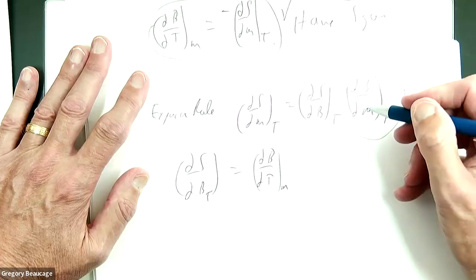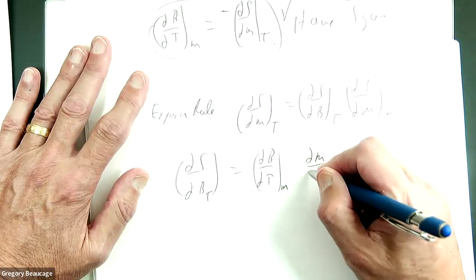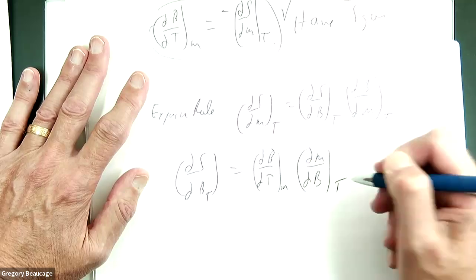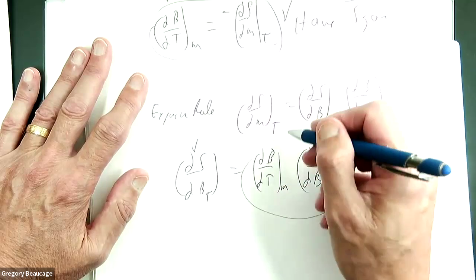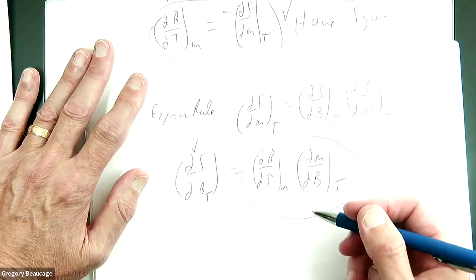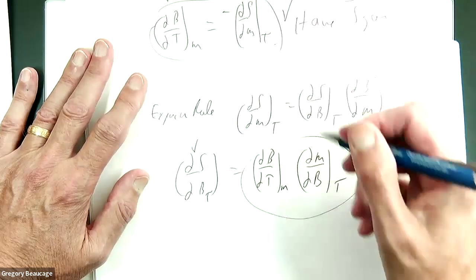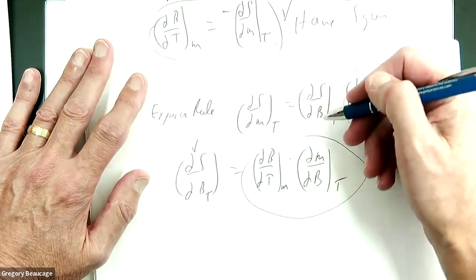And then if I have this, I can flip it over. That's the flip over rule. So it's dm/dB at constant t. So I have this part, that's good. Then I have this weird thing that has to equal that thing, right? So I can write that differently. So this has to equal that. So I can flip that over.